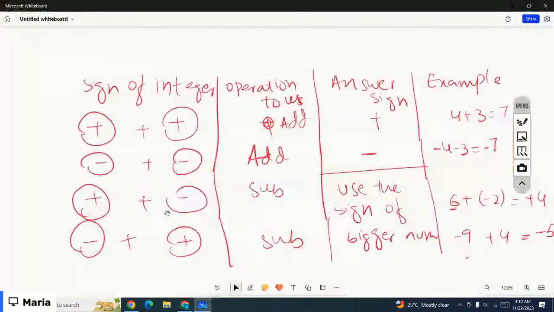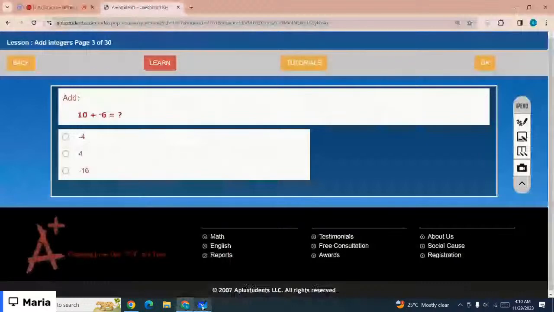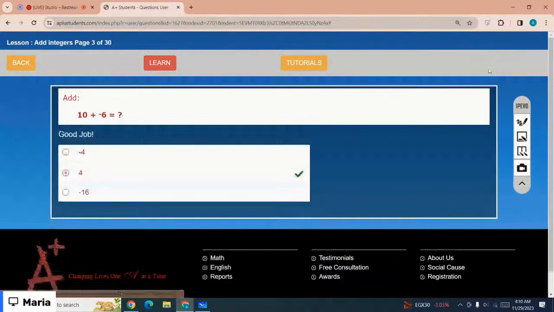When one number is negative, you look at the sign of the bigger number. If the bigger number is positive, the answer is positive. If the bigger number is negative, the answer is negative. 10 is greater. 10 is positive. Answer must be positive. You have to subtract them, but the sign is that of the bigger number. The answer is positive 4.